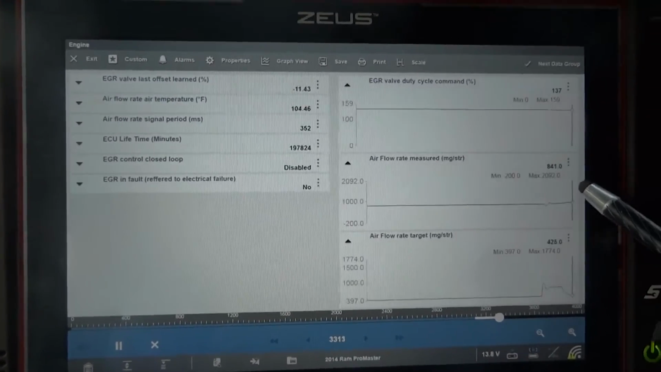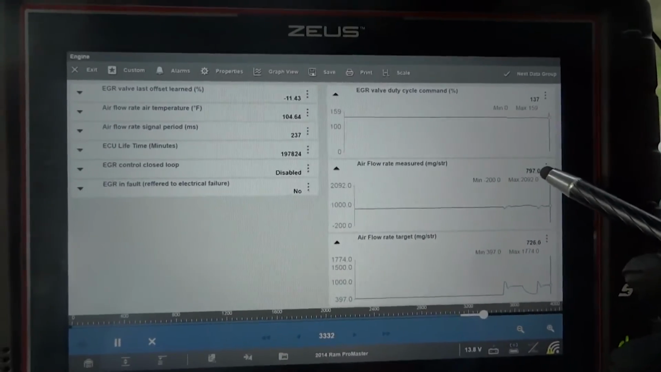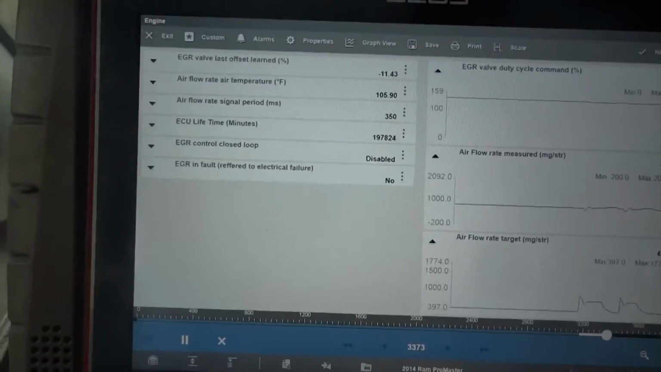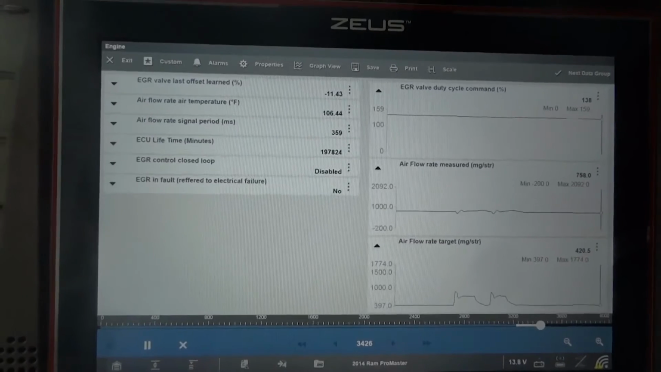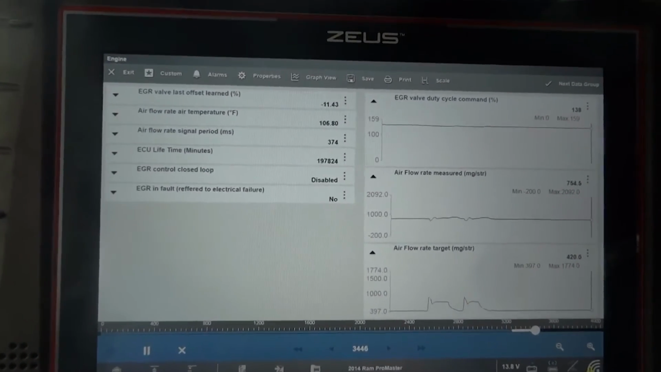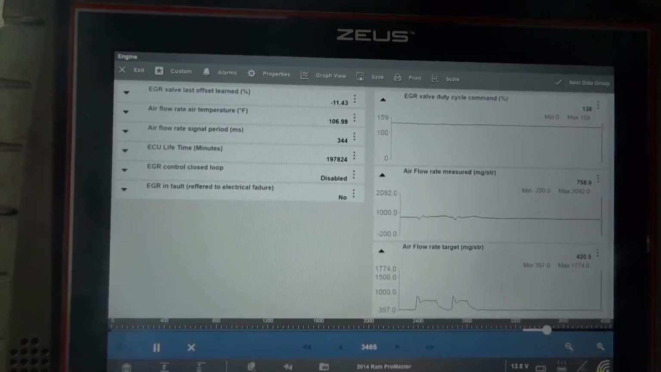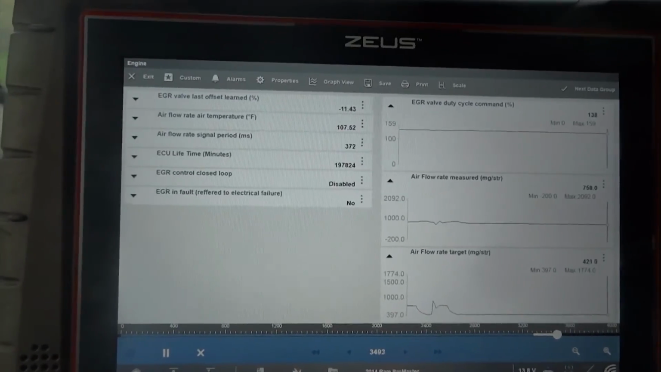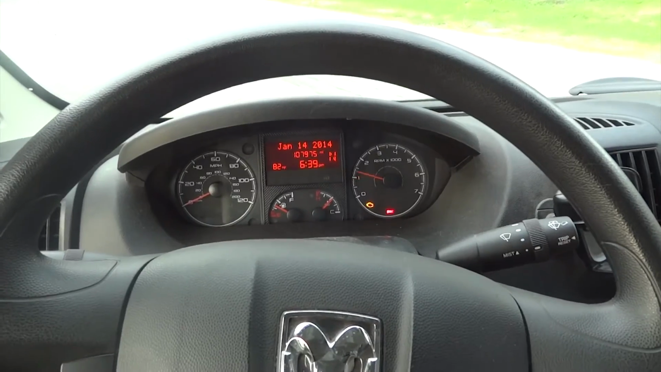So I let off. When I rev it, they both go high. When I let off, this number here comes down, but this one stays up. Why? Is it an EGR valve that's sticking open, or is it a mass airflow sensor? If the EGR valve were sticking open, this engine wouldn't be idling this way, because when an EGR valve sticks open, it's going to affect the idle. This engine would be dying. This engine idles well.